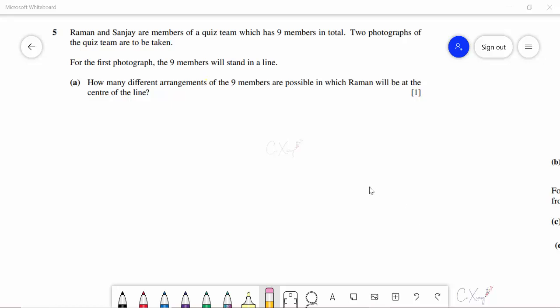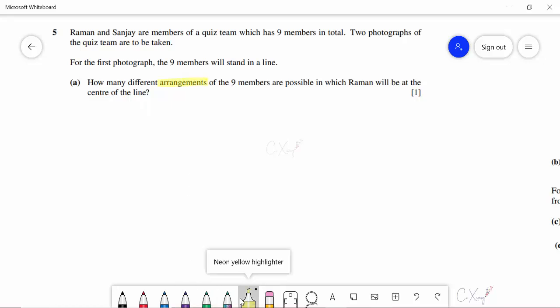Okay, so we come to question number 5. Question number 5 talks about Raman and Sanjay, who are members of a quiz team with a total of 9 members. Two photographs of the quiz team are to be taken. For the first photograph, the 9 members will stand in a line, and they are asking for how many different arrangements.